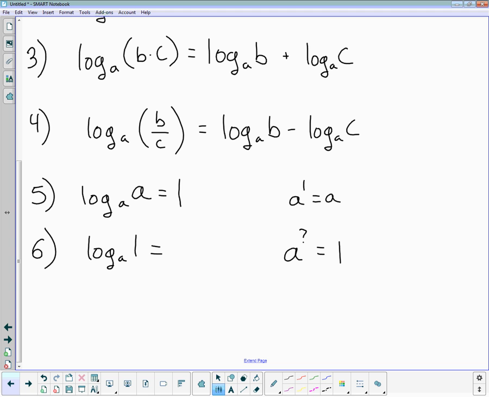A to the what? A to the 0. All right, so this immediately says to us, wait a second. Is this always true? Is anything to the 0th equal to 1? Everything but 0. This tells us right away that A cannot equal 0. Okay?